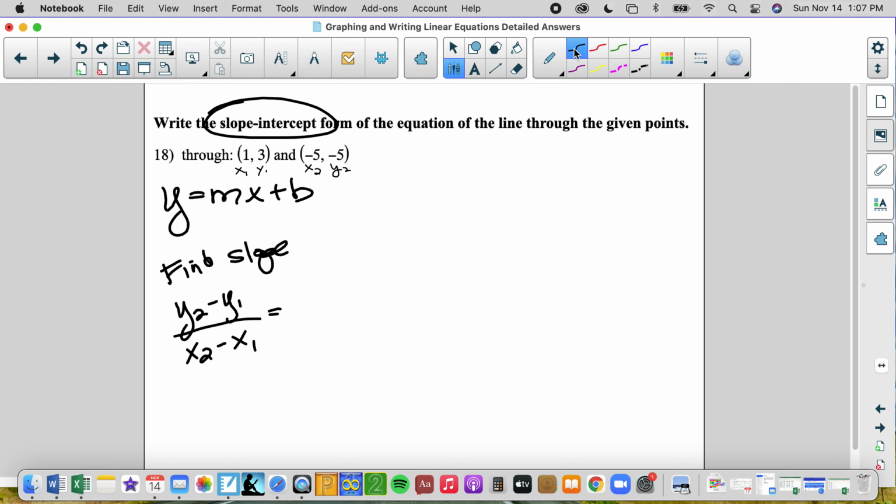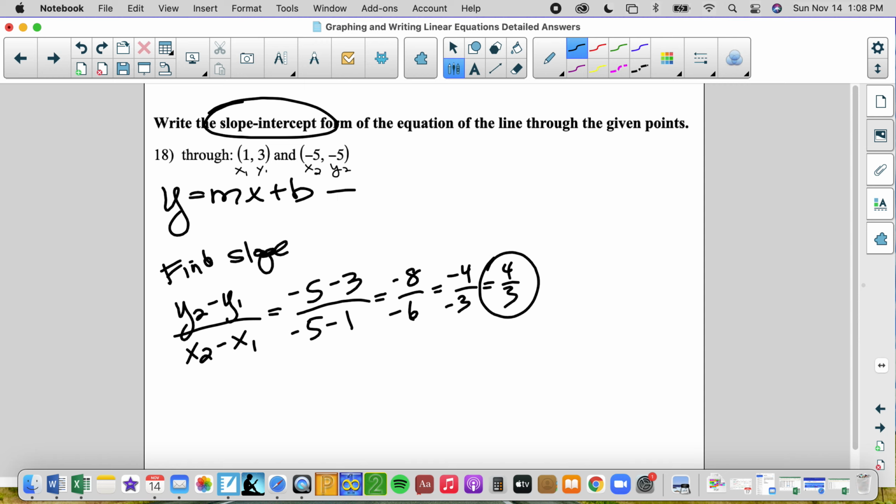Now I'm going to go back and substitute it. Y sub 2 is -5 minus my y sub 1, which is 3, over x sub 2, which is also -5, minus my x sub 1 value, which is 1. That gives me -8 over -6, which gives me -4 over -3, which simplifies to 4/3. So now I've taken that and I can add a piece to my template. I know my slope is 4/3.